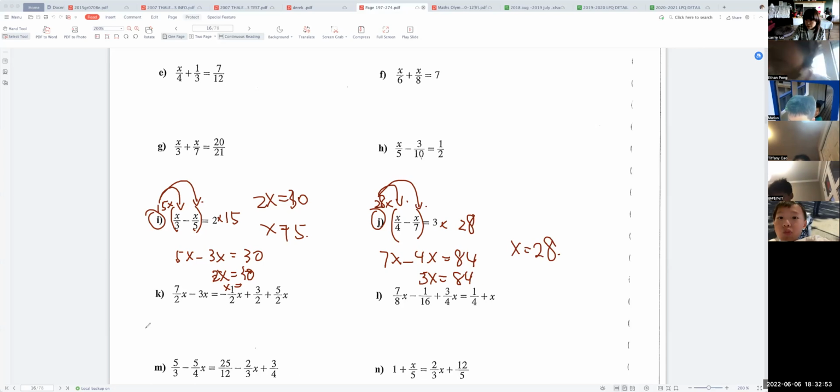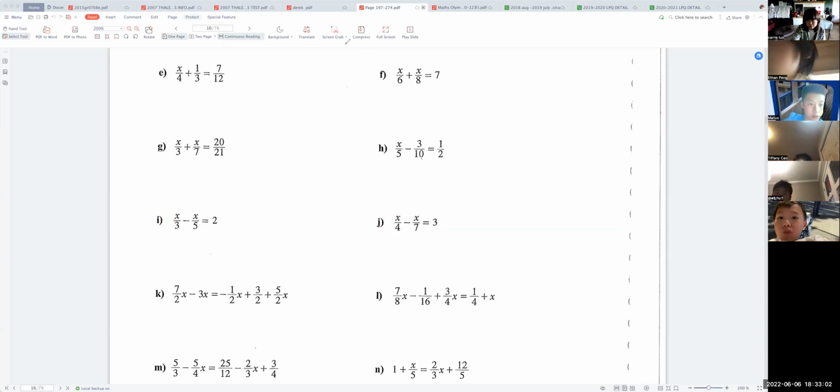Okay, Maris, did you find out which part you're making mistakes? The times part. I forgot to times the 15 and the 28. Yes. Okay, so let's take a look at this one. Remember, everybody, the left side you times a number, the right side you need to times the number as well.